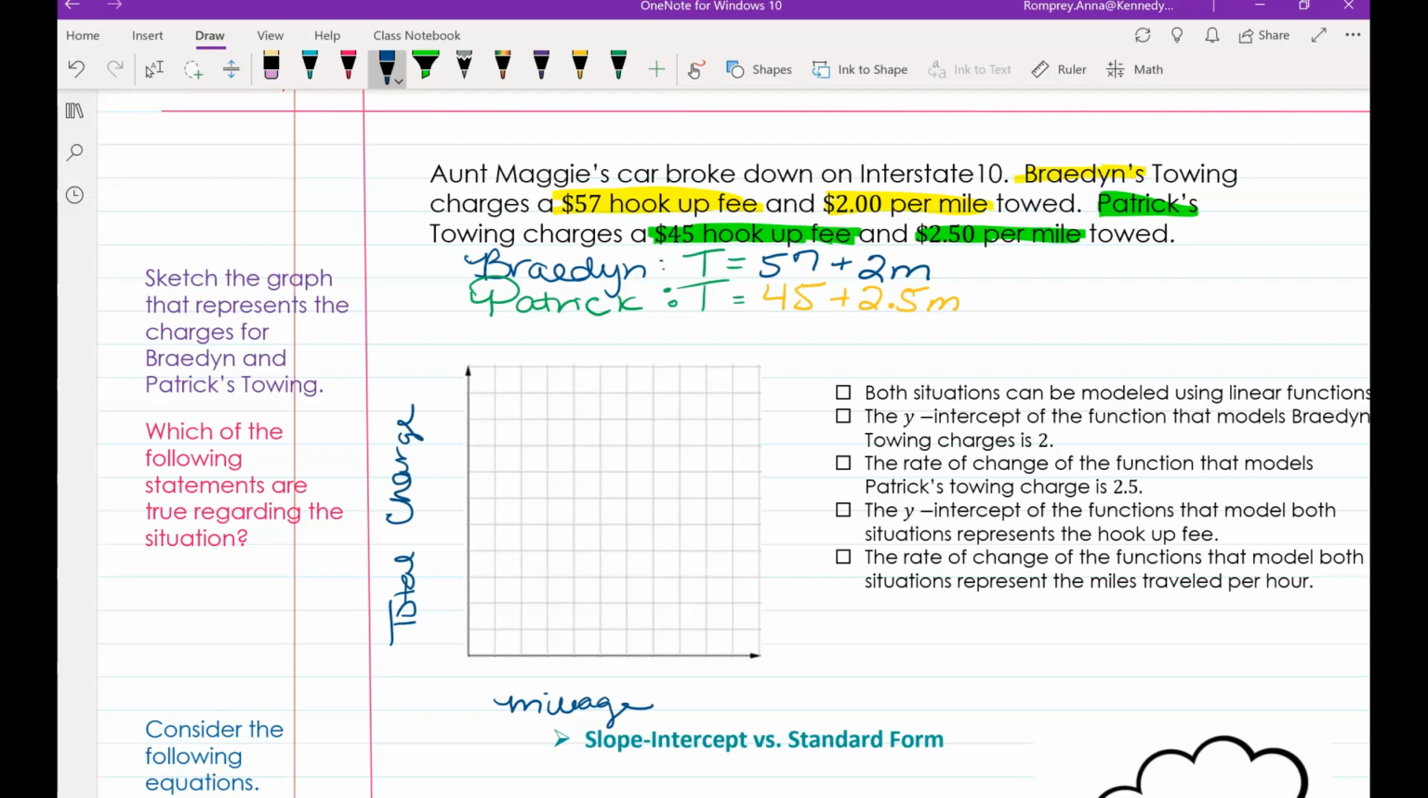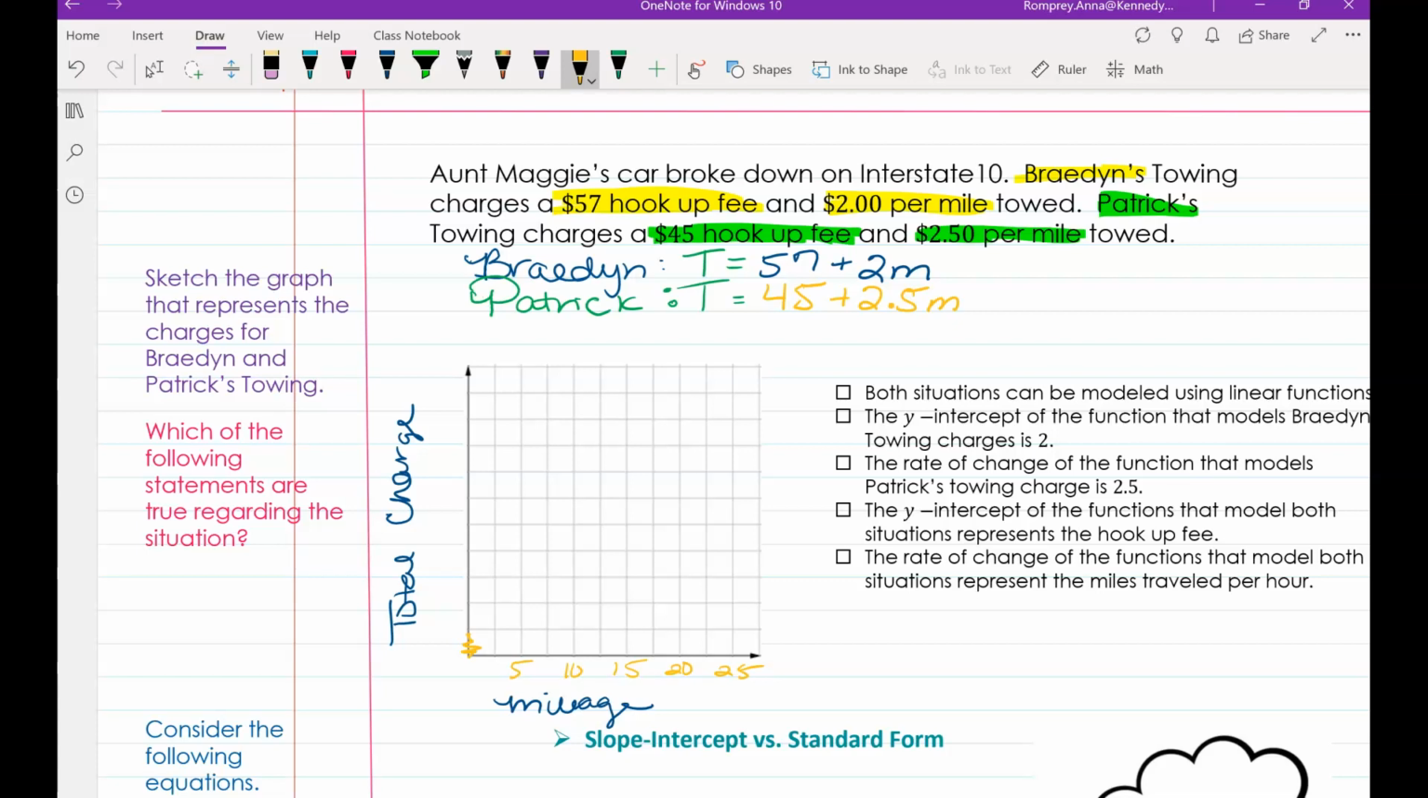Okay, so it's probably not super often that we're only going to get towed 1 mile. I mean, maybe, but so maybe do like 5, 10, 15, 20, 25 miles. That seems like a lot. So the total charge. Well, let's see. We're starting at 57 and 45. So let's just put a break in the graph.